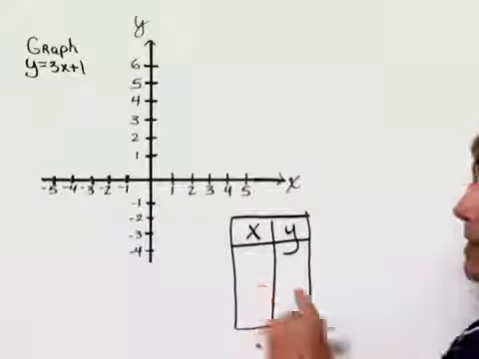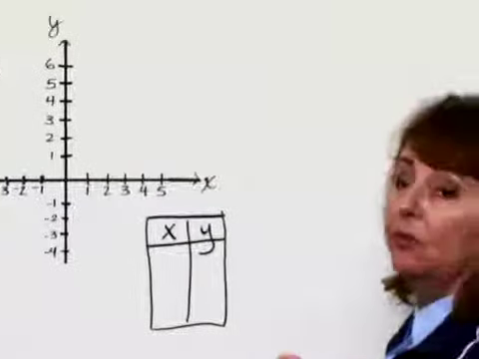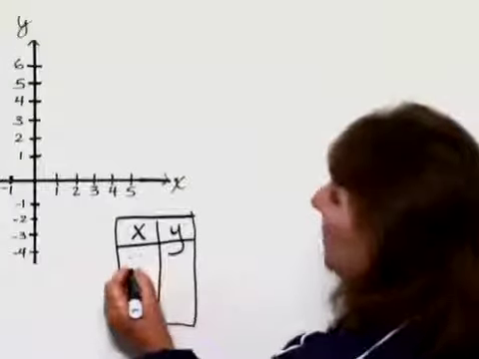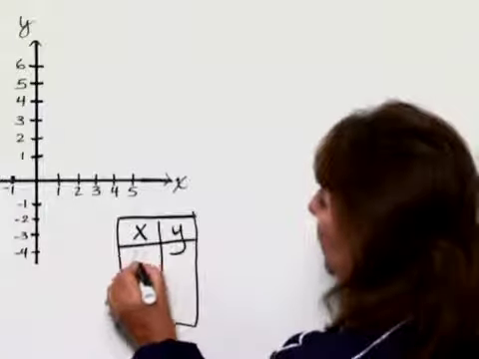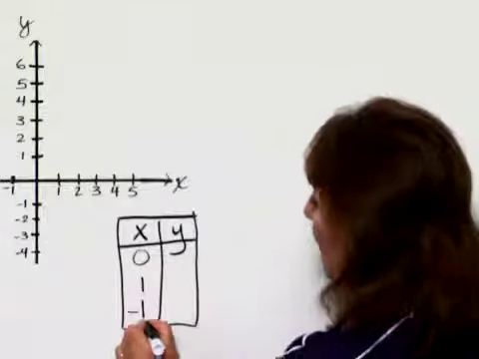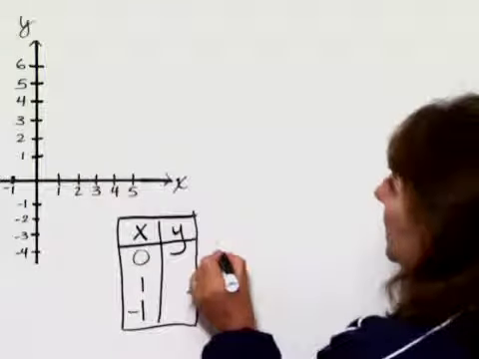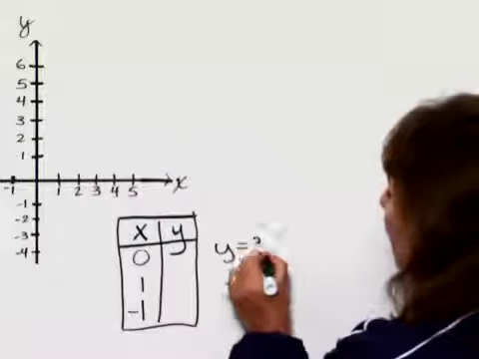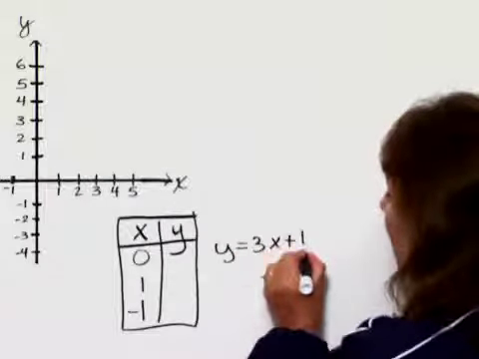Now using a table of values will help us keep our points straight. So I'm going to choose the points 0, 1, and -1 for x. My equation is y equals 3x plus 1.